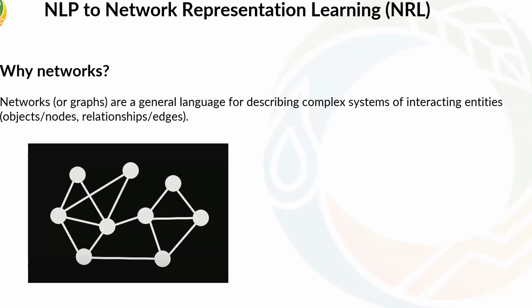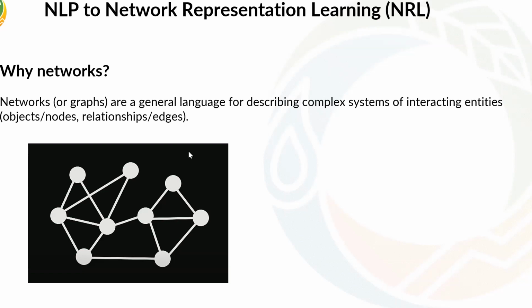So now moving on to the next topic, from NLP to network representation learning. First of all, why do we use networks? Networks are sometimes known as graphs as well. It's a general language for describing complex systems of interacting entities. If we look at this very simple network graph example here, we can see that in this graph, we have different objects represented by the circles. In a graph, they're also called nodes. And we have different relationships between the objects, and in a graph, we call them edges.